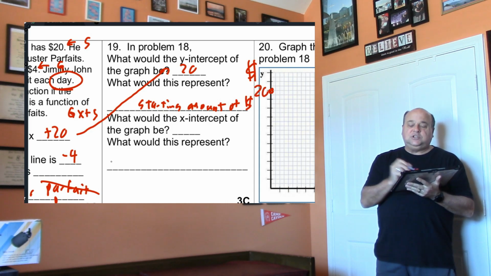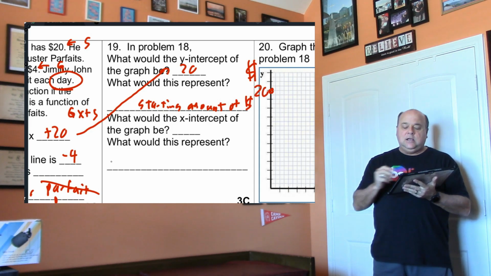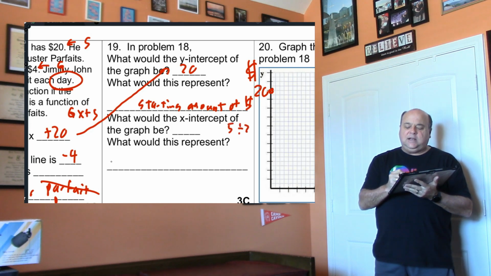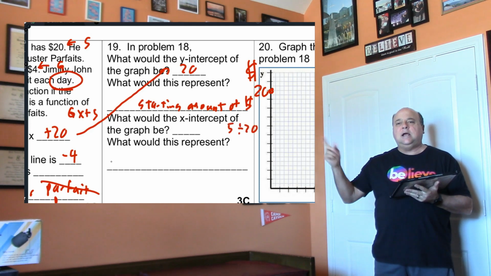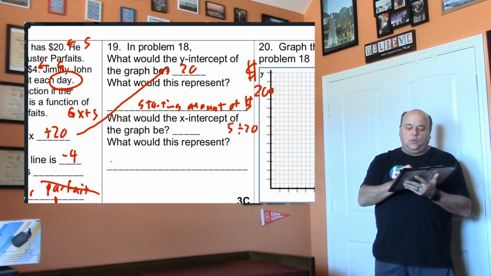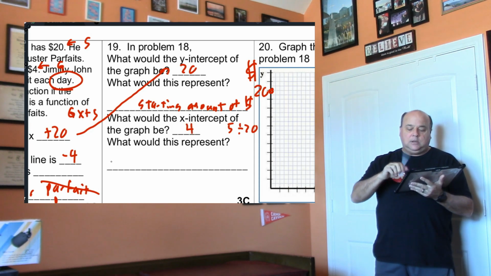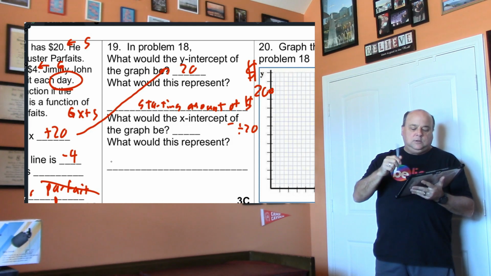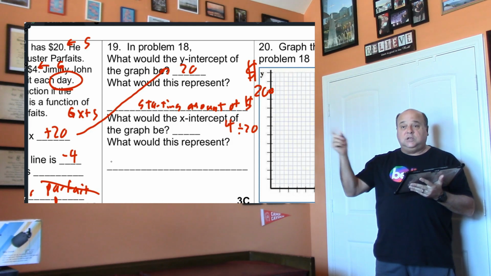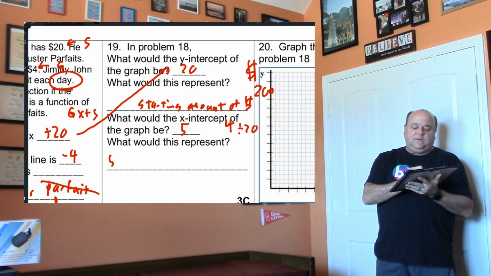And then the x-intercept, how many days can he buy? So you're going to take 4 and divide it into 20, aren't you? How many times will 4 go into 20? Goes 5 times. So at 5 days, he runs out of money.